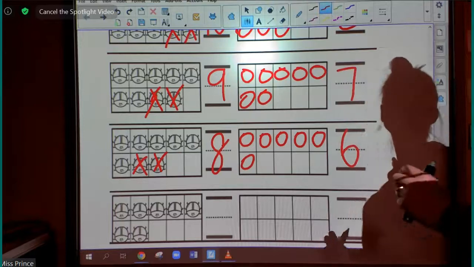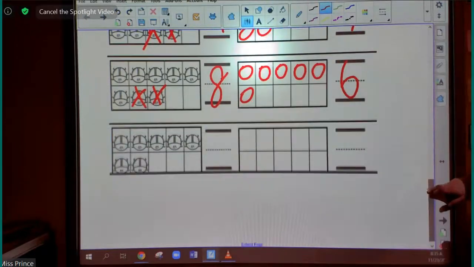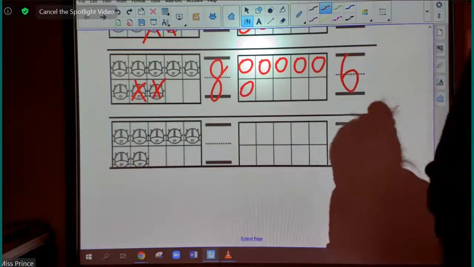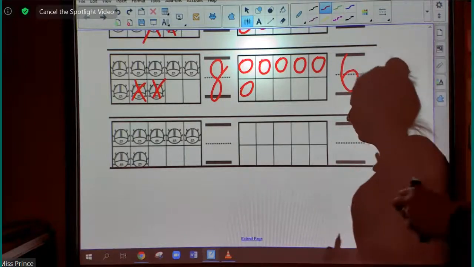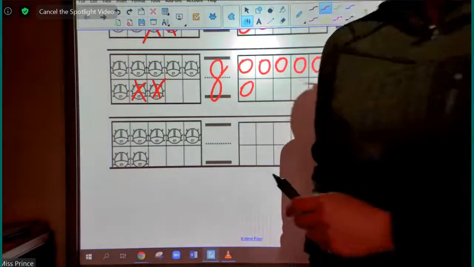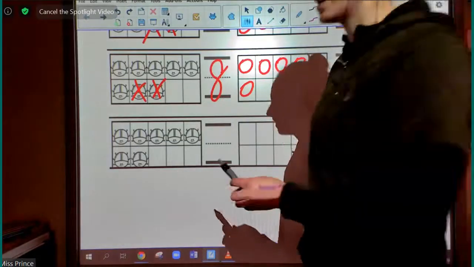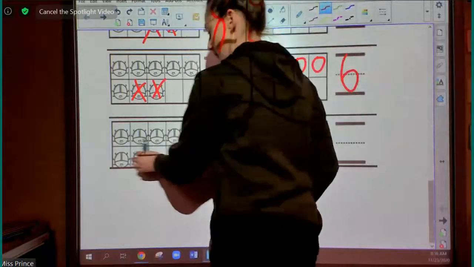Okay. We have one more to do and then we're all done. All right. I would like Angela to count these bugs and tell me how many.